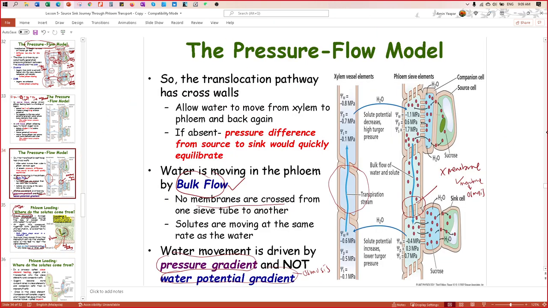This here, from the source here to the sink here, we call it what? Long distance pathway.